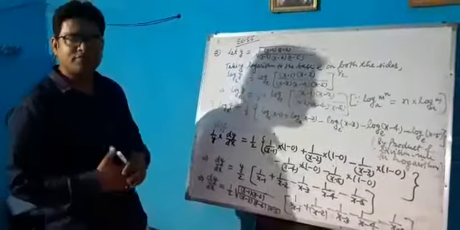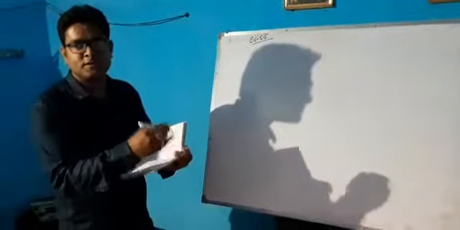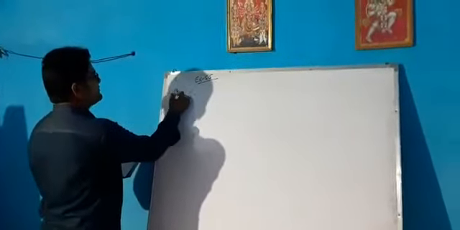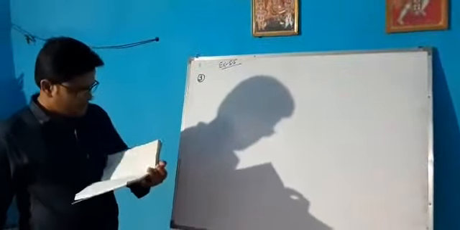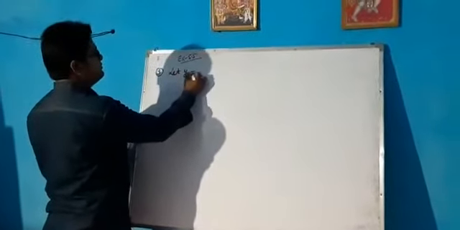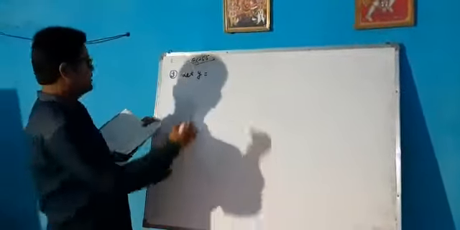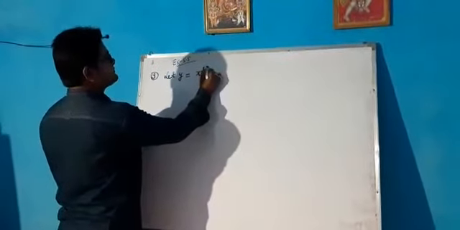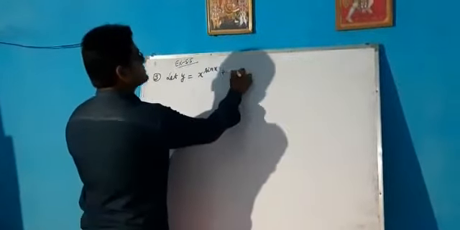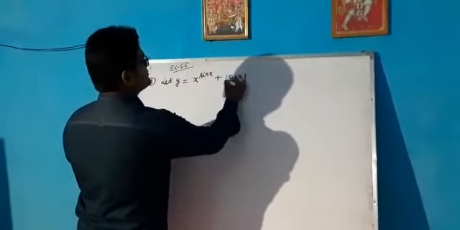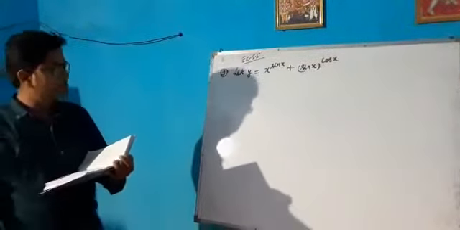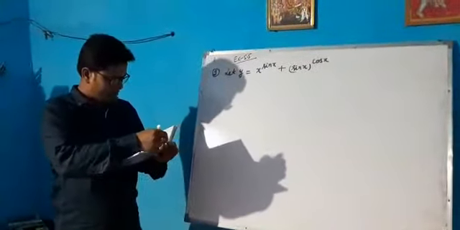So in the next question, let us see the next question. Now see question number 9 of the same exercise 5.5. It is another good question. You see, the question is, first of all, let it as y. Y is equal to x to the power sin x plus sin x to the power cos x. See this, x to the power sin x plus sin x to the power cos x.